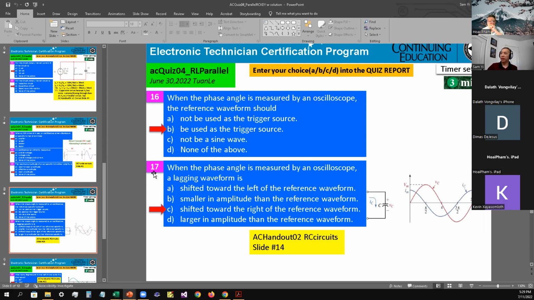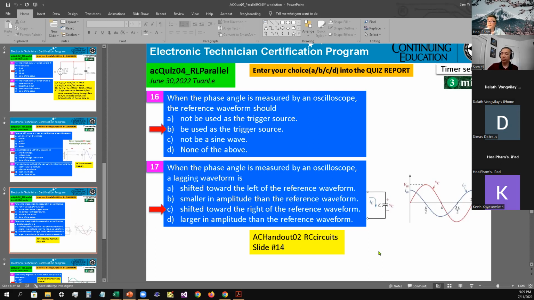Okay, number 17. When the phase angle is measured by an oscilloscope, a lagging waveform is, okay, so say that your reference, in this case, your reference would be the blue, and lagging would be this one here, the red one. It will be shifted toward the right of the reference signal. Okay, so it's shifted to the right. So the answer is C as in cat for number 17.